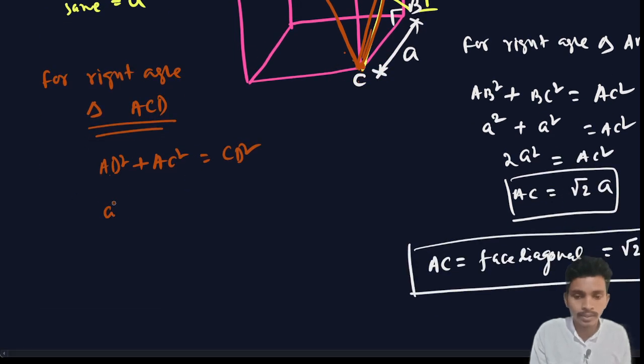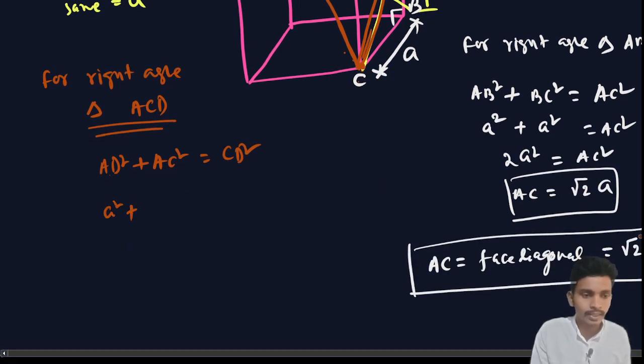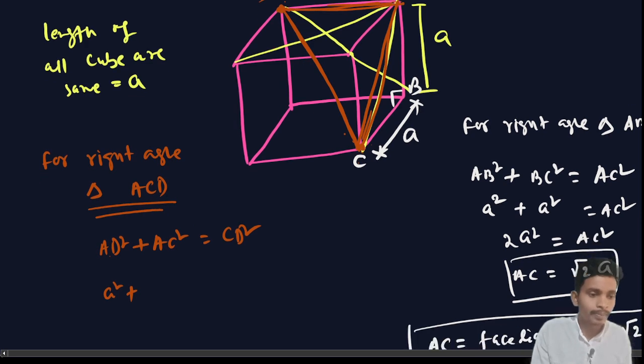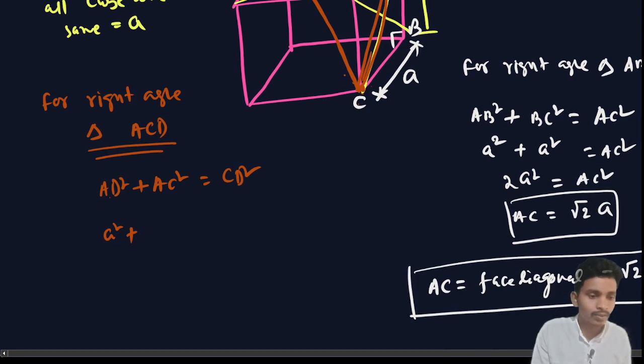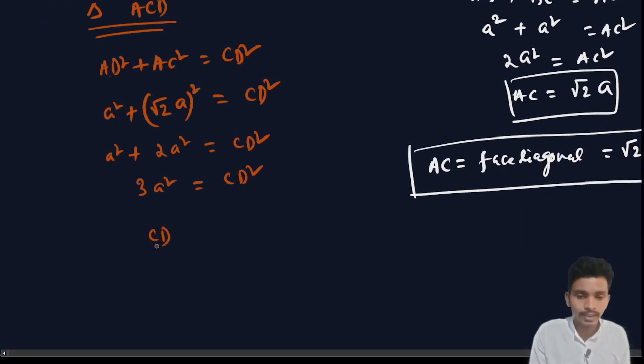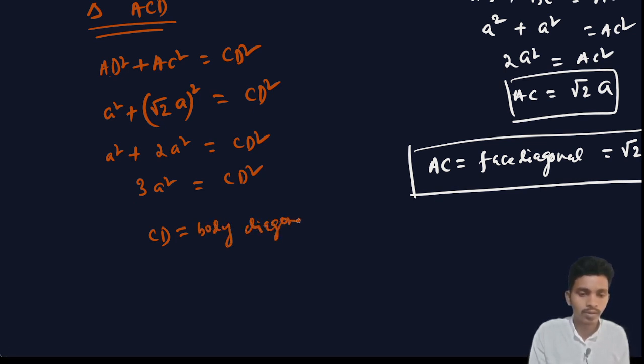Now this AD is the length, that is a. So AD square becomes a square. Now this AC, we see, is the base diagonal. So AC square I will write as root 2a whole square, and that is going to be CD square. This is a square and this is 2a square, and this is going to be the CD square. It means 3a square is going to be the CD square. So CD, which is the body diagonal, becomes root 3a.